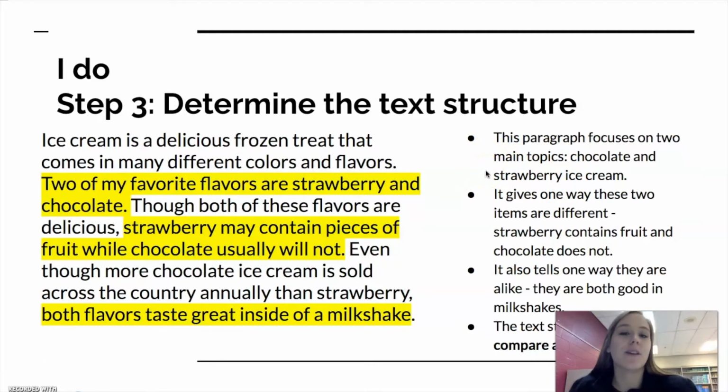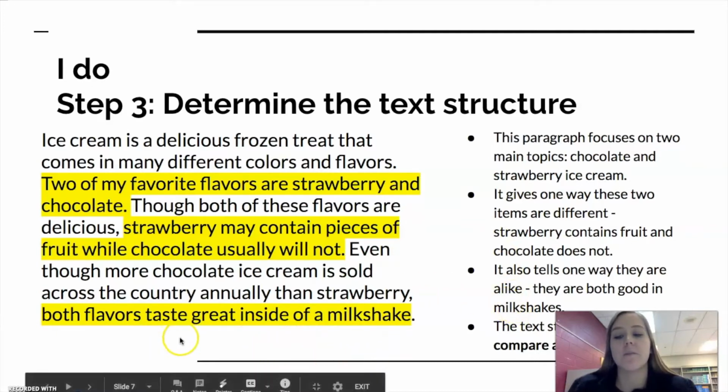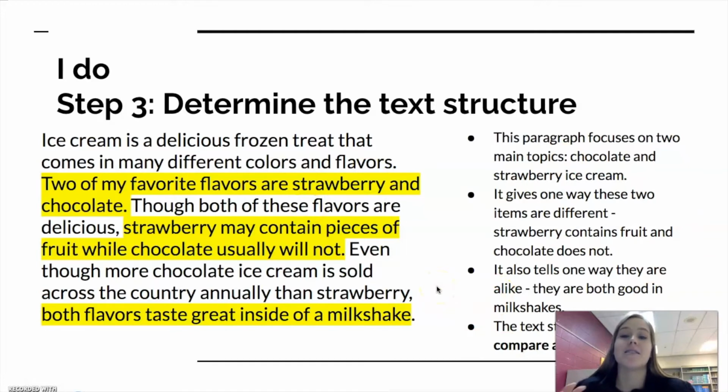That gives us a really good clue about what this text structure might be. It tells us some ways that chocolate and strawberry ice cream are different. Strawberry contains fruit, chocolate does not. It also tells us one way that they're the same, which is both flavors taste great inside of milkshakes. And I know I'm kind of cutting off the answer here with my video, but the correct answer here is compare and contrast, because it tells us how they are the same and how they are different.